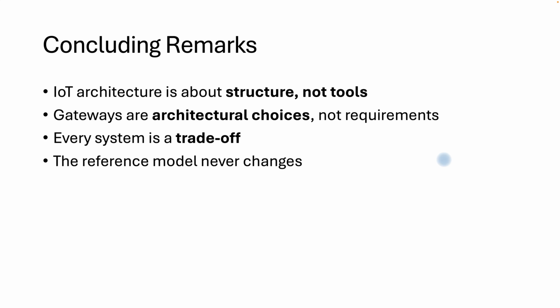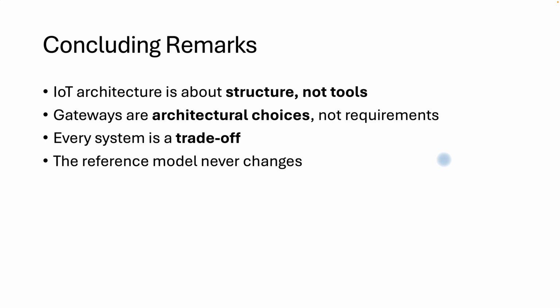Again, gateways, as I said, are architectural choices. A gateway is not a requirement. If you have a smart AC, you do not need a gateway. If you are creating your home light control system or home automation system, you do not need a gateway. If you are creating a GPS based vehicle tracking system, you do not need a gateway. Every system that we create is a choice, a trade-off between all the available options.